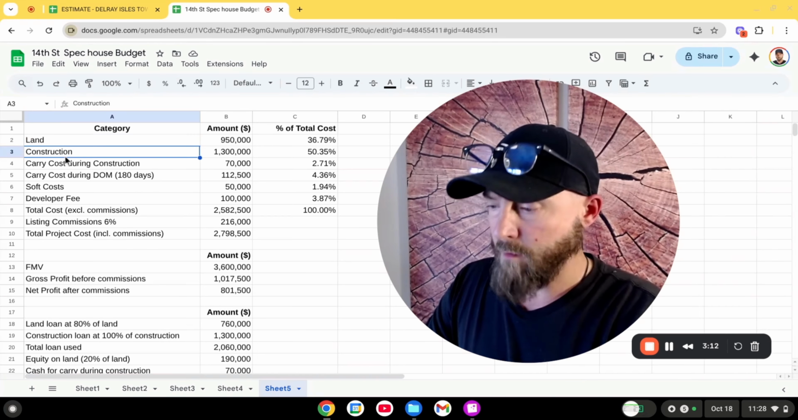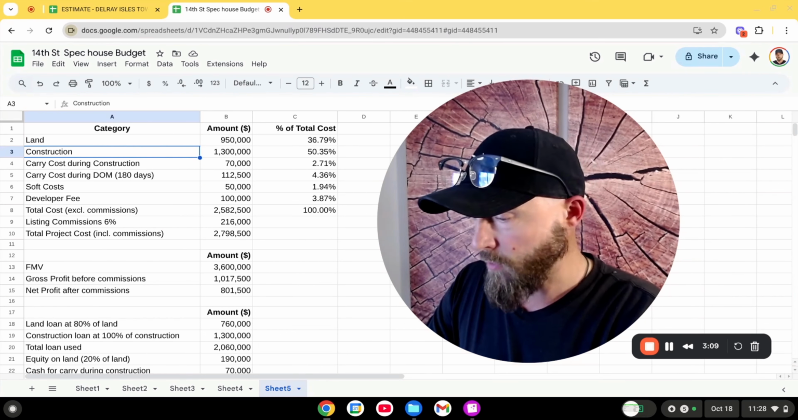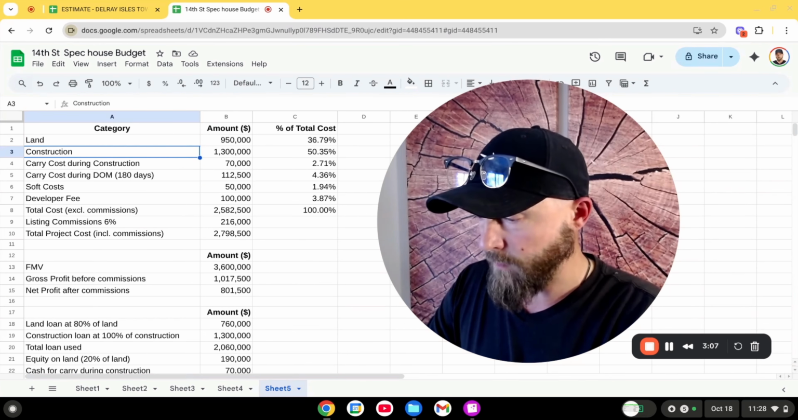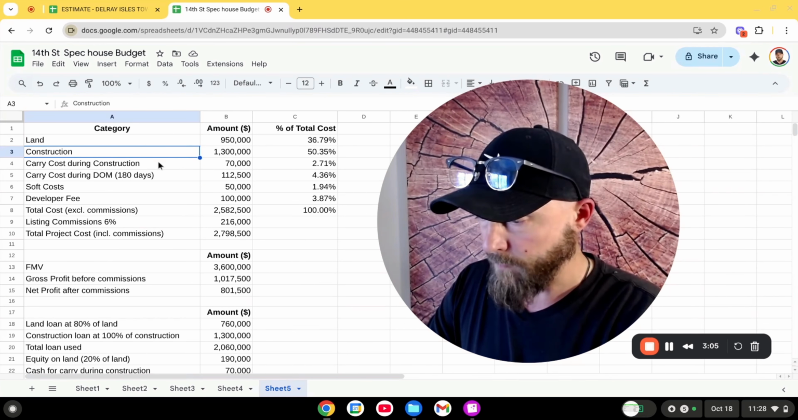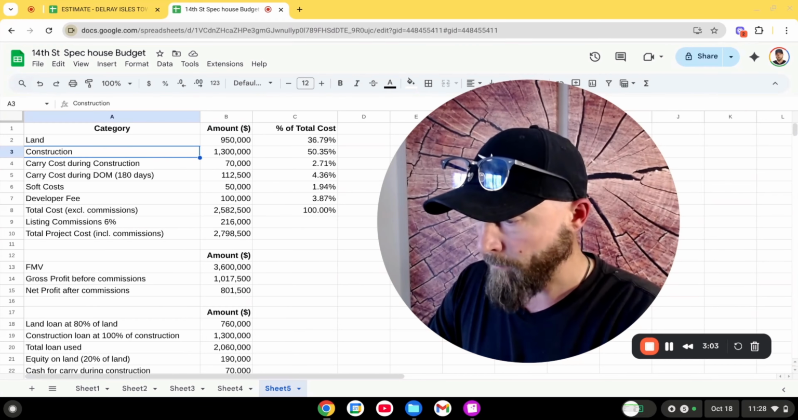Construction. So this is the budget I'm going to take you through here in a minute. And the budget I'm showing you is actually a different project, but you'll get to see what the parts and pieces material list looks like, labor as well.